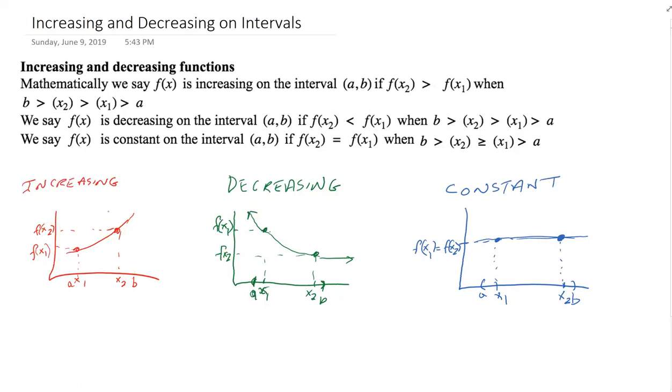Now, if when x sub 2 is bigger than x sub 1, f of x sub 2 is greater than f of x sub 1, then the function is increasing in that interval AB, as seen by this diagram here.